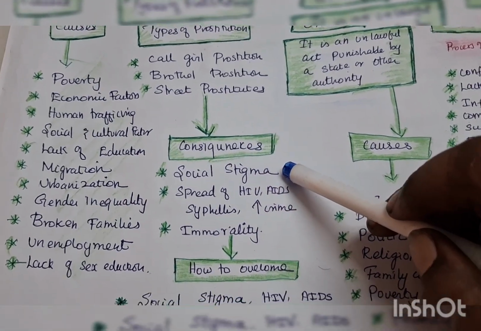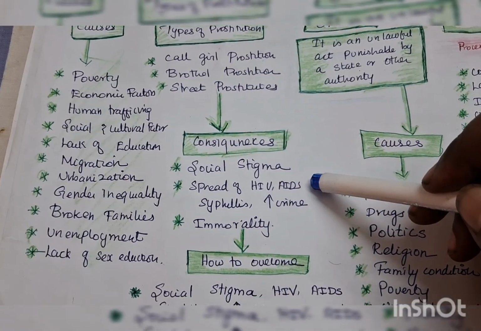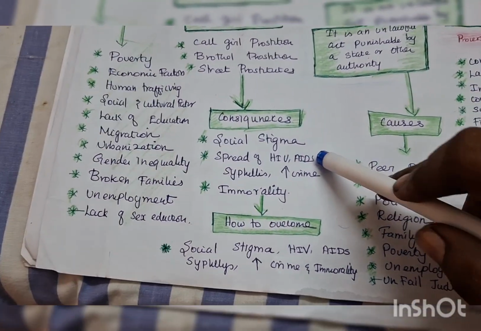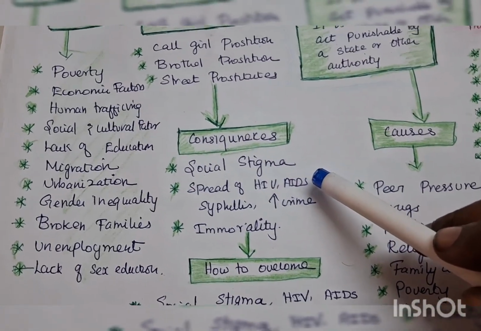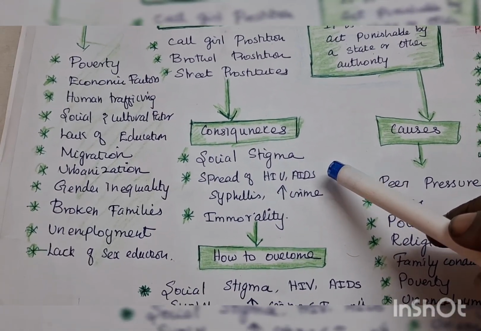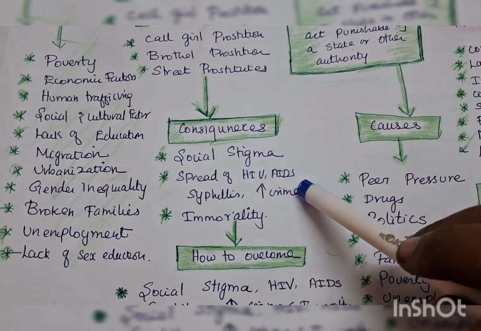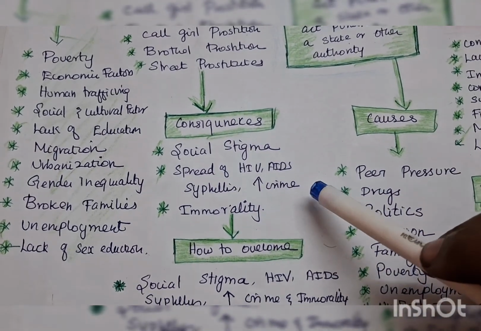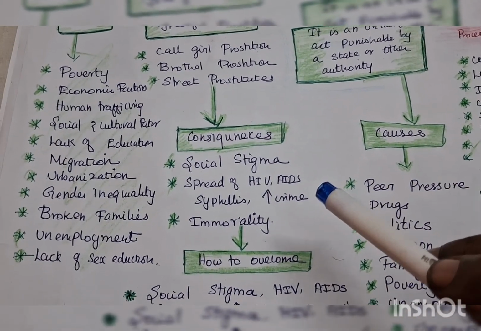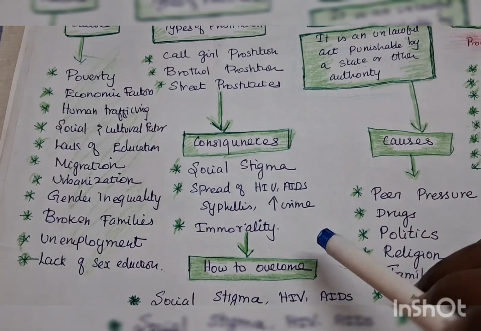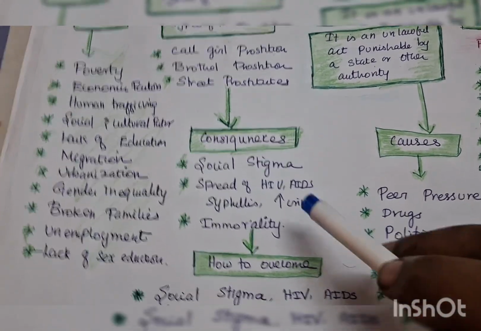Then what are the consequences of this prostitution? There is social stigma. Once everybody comes to know she is a prostitute, she is a known prostitute, so there is the social stigma. In the social stratum, she will be coming down. Not only that, there is another side, and that's a main important point: there is more chance of getting HIV, AIDS, and syphilis, caused by the organism Treponema pallidum. Then increased crime will be there, and then immorality.